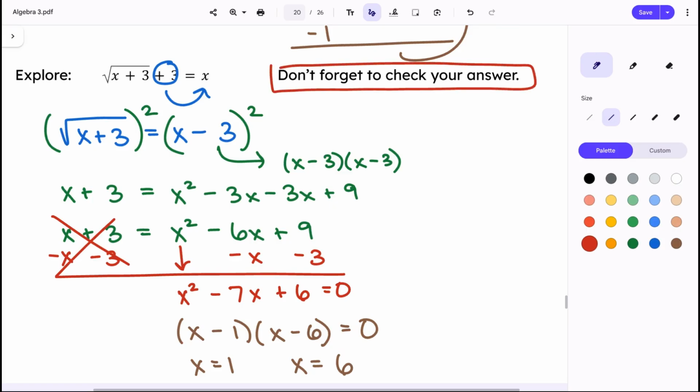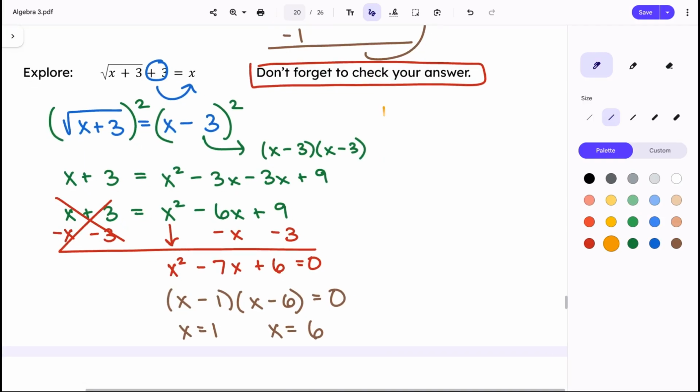Up above those, see how it says right here, don't forget to check your answer. What that means is we need to think about what happens if I plug these numbers into the radical equation for my x's up above. Do they work out or do they not? Because sometimes you get solutions, but just like we talked about on your quiz, if it doesn't actually work out when you plug it back in, you have to throw it out. It's not good.